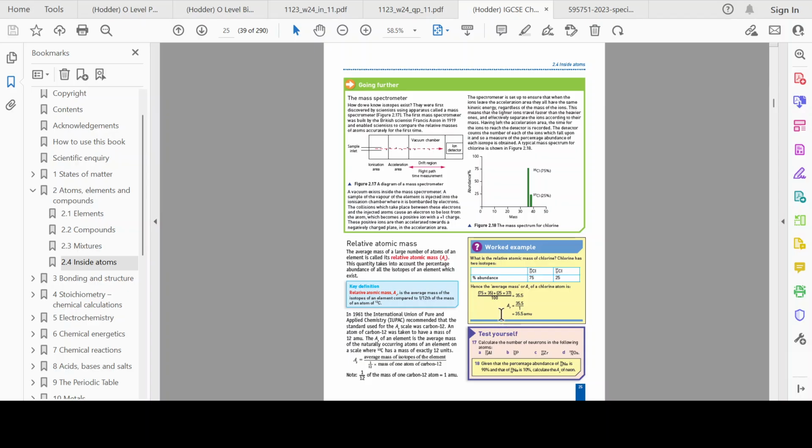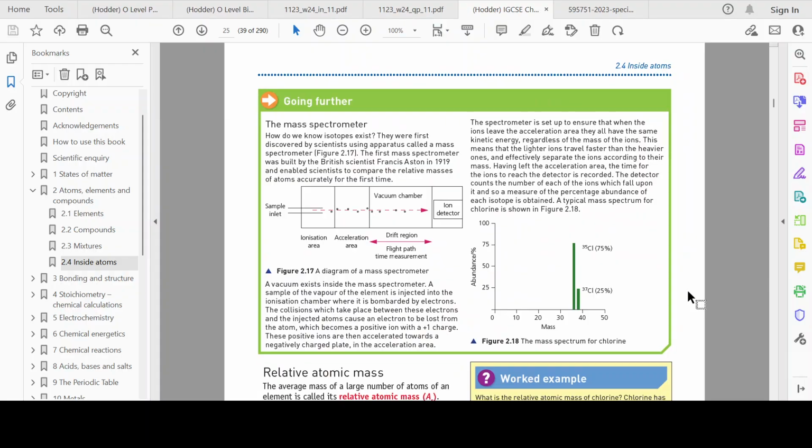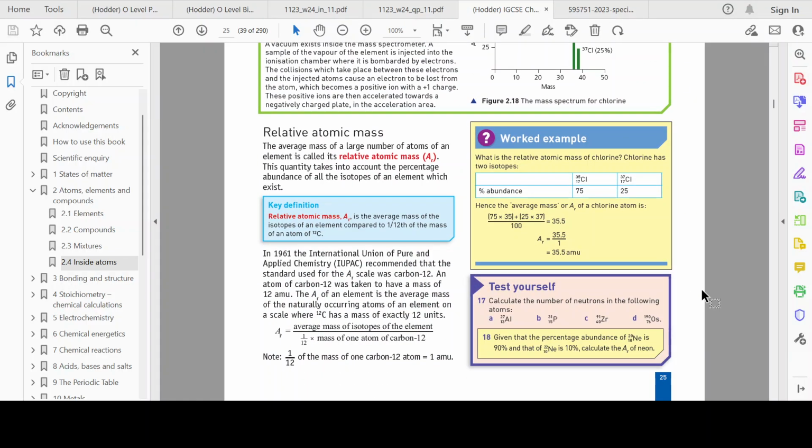Oh, here it is. Abundance. So you multiply the percentage abundance with the mass. You add up each one of those individually, and then you divide by 100. And that gives you the average mass of that element, taking into consideration all the different isotopes.